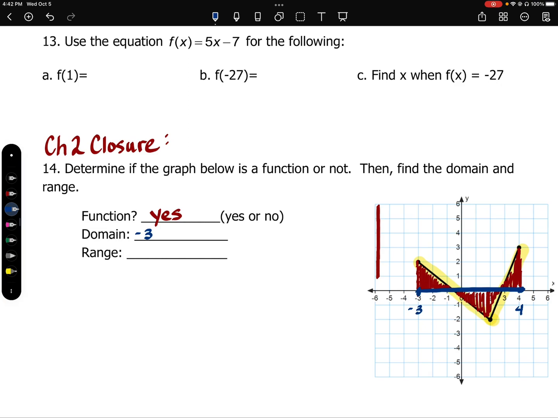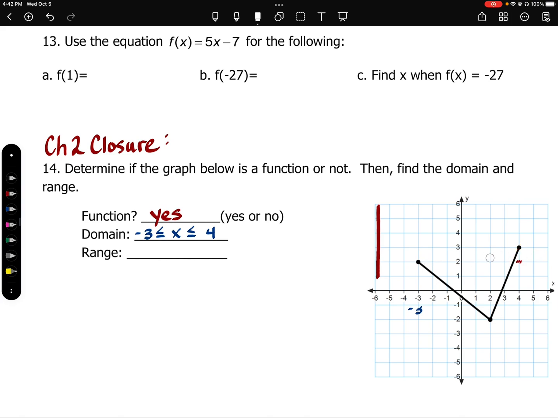So we would say here that -3 is going to be our left side. We've got 4 on our right side, or our greater side. We've got x in the middle. And since we're including -3, we're going to say -3 is less than or equal to x, and x is less than or equal to 4. Okay, now let's look at the range.